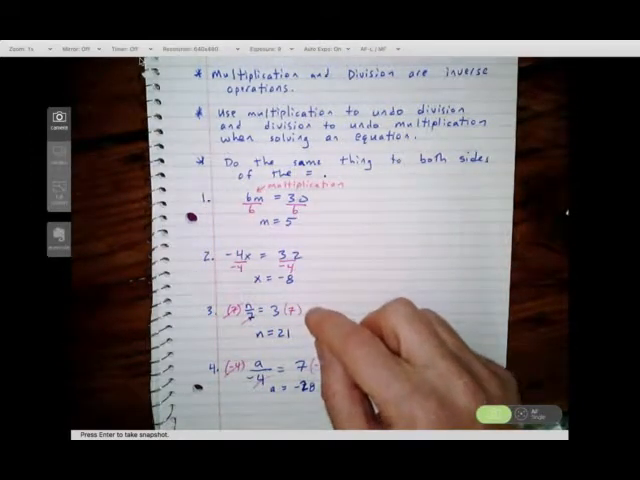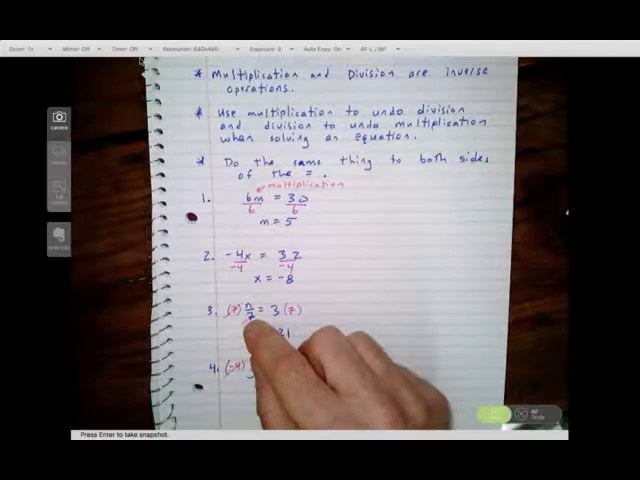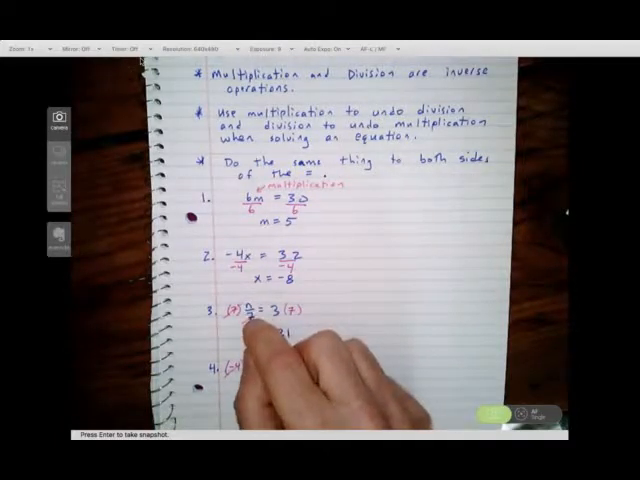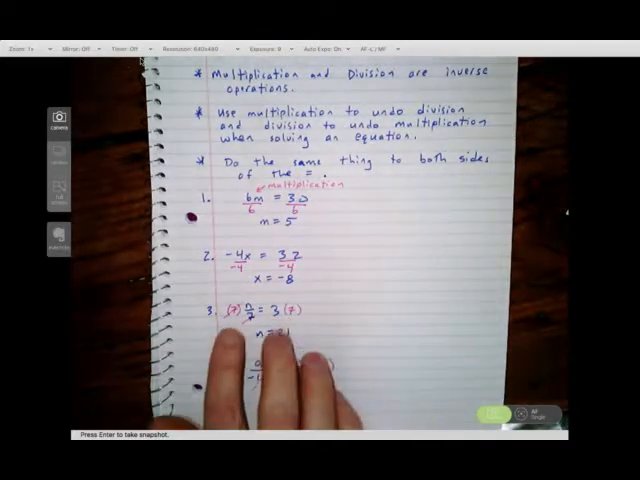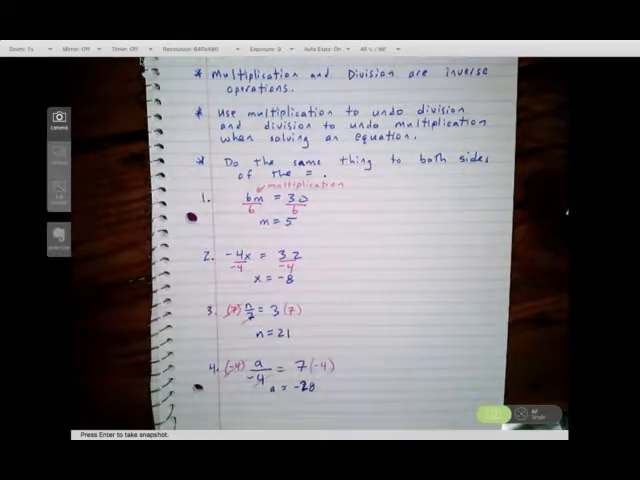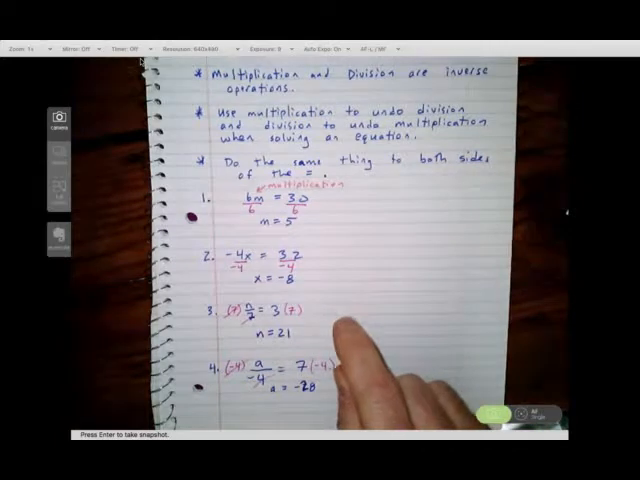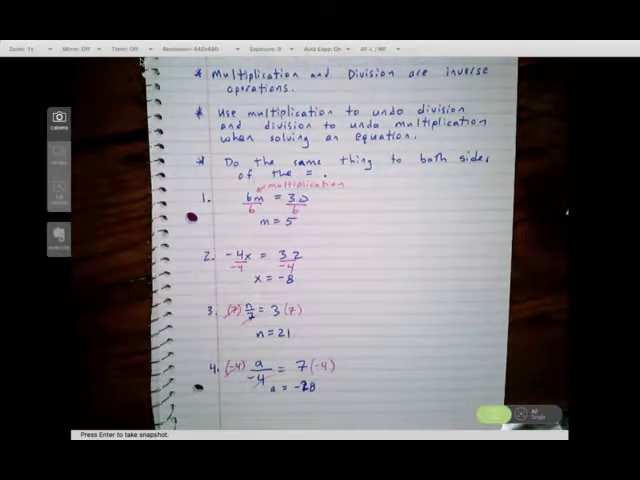Here's an equation with division in it. It's written kind of like a fraction. Again, no division symbol. You may see that, but hardly ever as far as I can tell in this class. So n over 7, or n divided by 7, is 3. So to get rid of dividing by 7, we multiply by 7. So dividing undoes multiplication, and multiplying undoes dividing, to get that variable all by itself at the end.